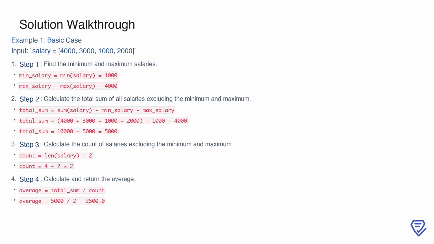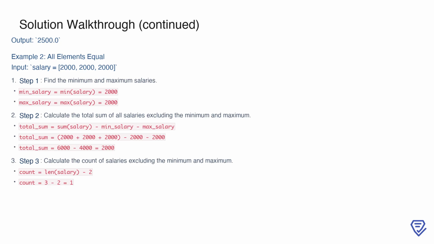From this, we subtract the minimum and maximum, 1,000 and 4,000 respectively, leaving us with 5,000. Now, we determine how many salaries remain after excluding the minimum and maximum. Since the input list has 4 elements, and we exclude 2, we are left with 2 salaries. Finally, to find the average, we divide the total sum of the remaining salaries, 5,000, by the count, 2. This gives an average of 2,500.0. The result of the first example is an output of 2,500.0.